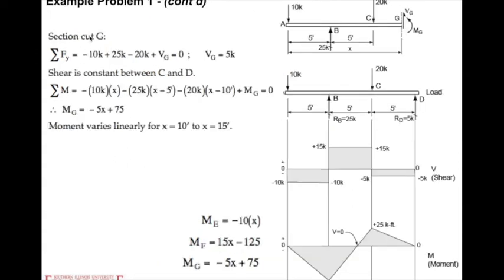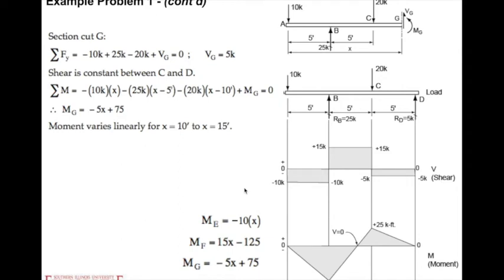Then we jump to the next one, the section called G, with its free body diagram. Similarly, we have sum of Fy equal to 0, and sum of M based on point G equal to 0. Then we have MG equal to minus 5X plus 75. This is because cut G is between C and D, so that's from 5 plus 5, 10 feet, and at the end of D, that's 15 feet. So then we can start to draw our V diagram and M diagram.